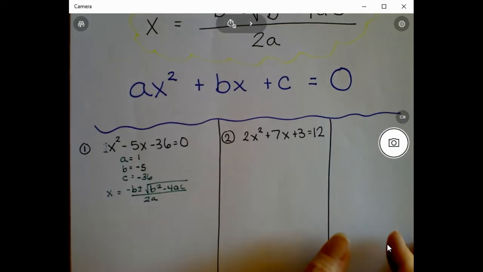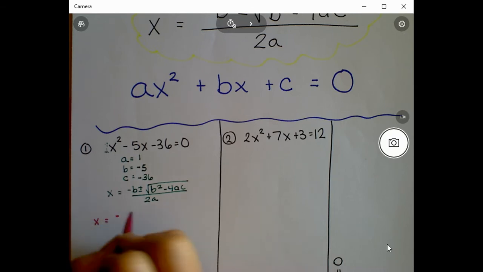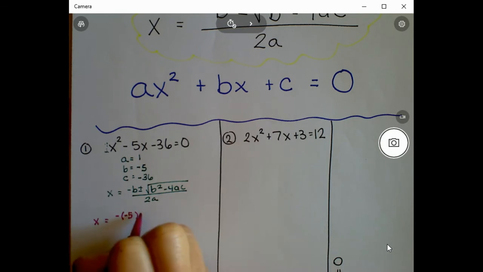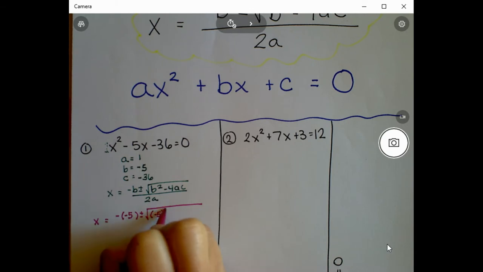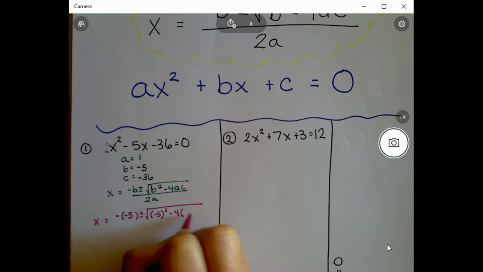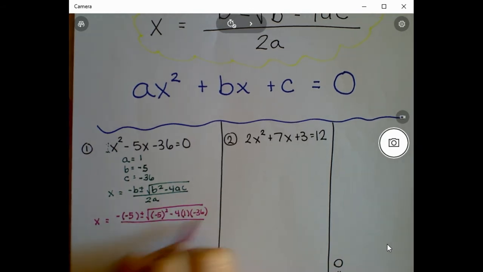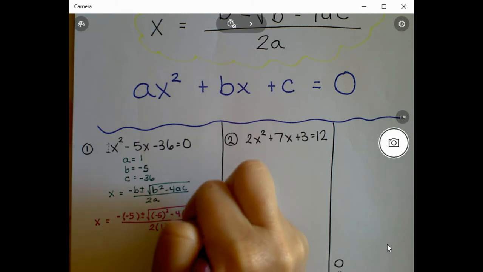Okay, so here we go. We're going to substitute into this formula to figure out what x equals. X equals negative, and remember, when we substitute, we use parentheses. B is negative 5. Plus or minus the square root, again, b in parentheses is negative 5, minus 4. In parentheses, we're going to put a, which is 1. C is negative 36. Again, in parentheses, because we're substituting. All over 2 times a, which is 1. All right, now we're going to use the order of operations to simplify this expression.